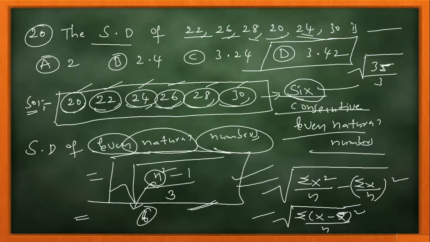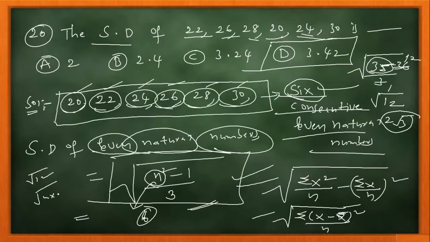Square root of 35 by 3 means it is nearly 12. You can just observe, if you take 36 in place of 35, 3 12s is your solution. The square root of 12 will be 2 root 3. Just check, square root of 12 can be written as 4 times 3 is 12. So 2 root 3 is your solution.